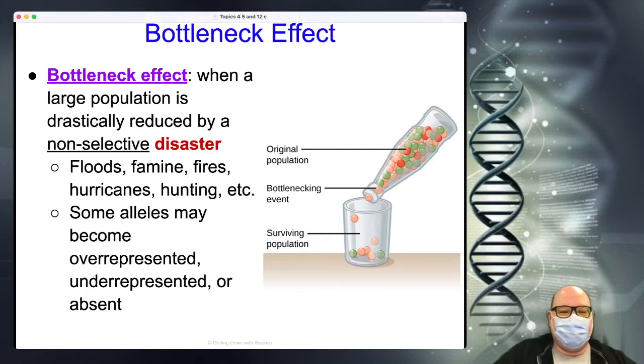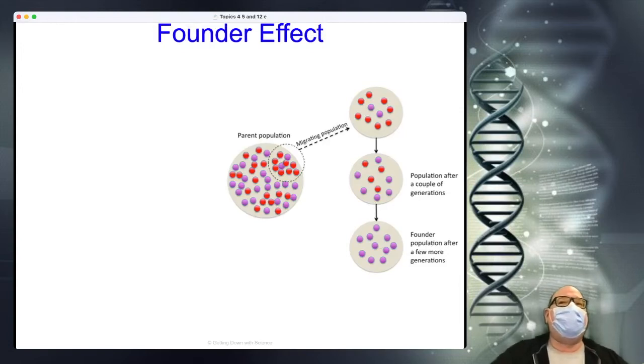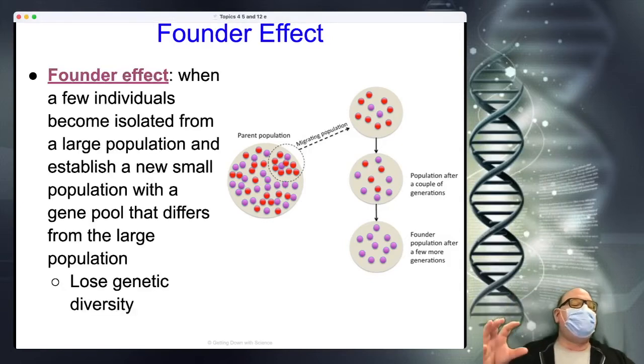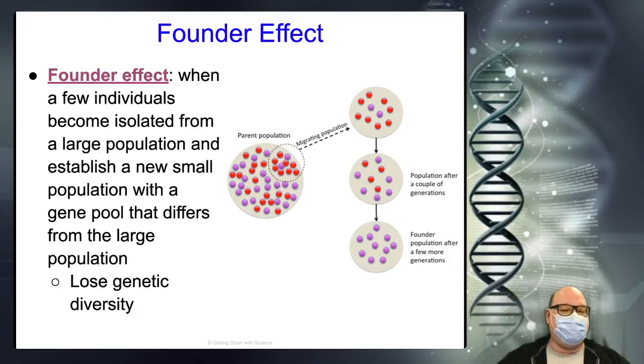So that's a bottleneck. Founder effect, it's very easy to mix up because it's sort of the same mechanism. You start with a whole bunch and you go to a limited amount. The founder effect happens when a few individuals become isolated from a large population, okay? And they start with a small population that differs from the large population. It doesn't have to be missing an allele. It's just going to sort of change the frequency of the alleles compared to before over time.